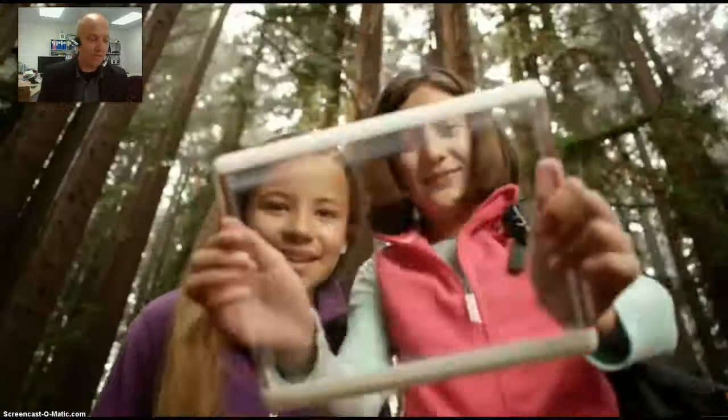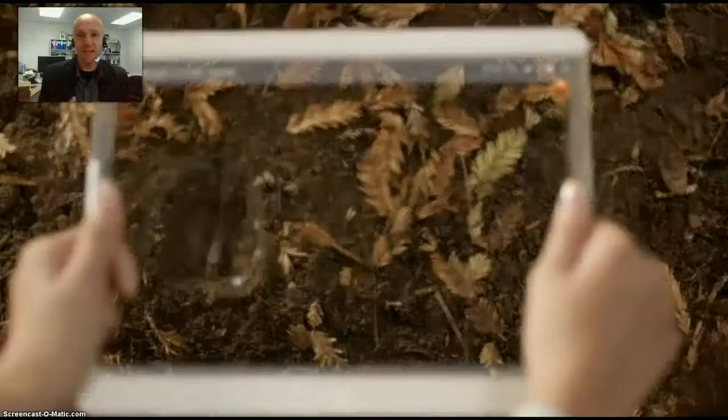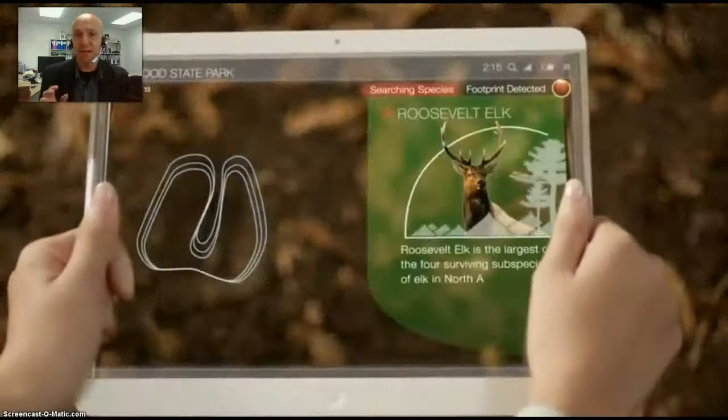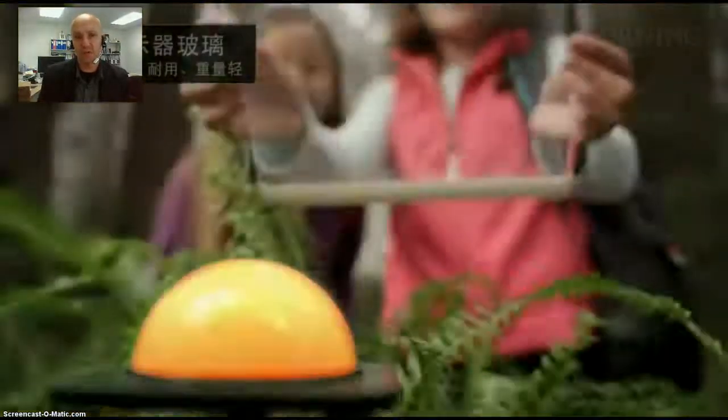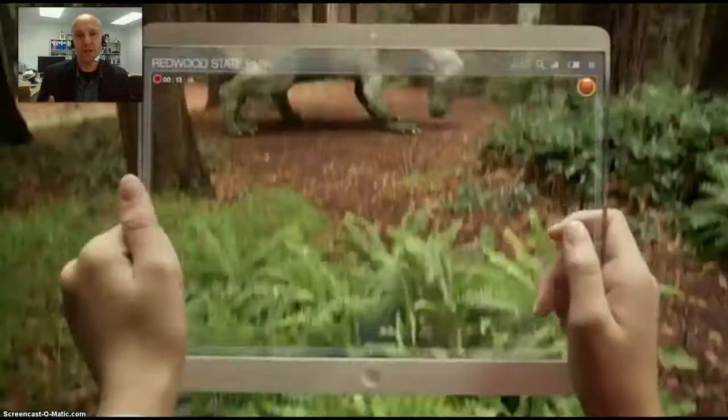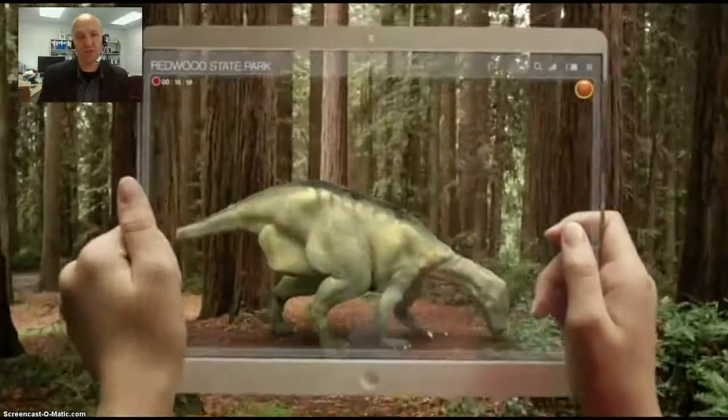Both Explain Everything and ScreenChomp are really good examples of content curation and potentially knowledge construction tools. So I recommend both of those to you.